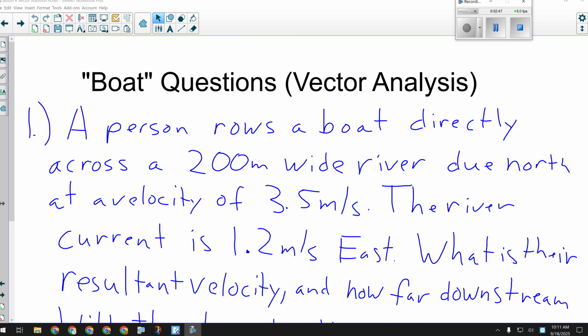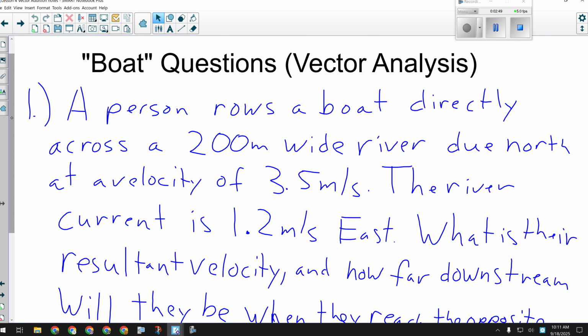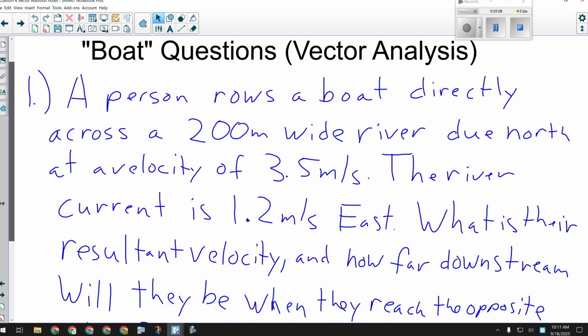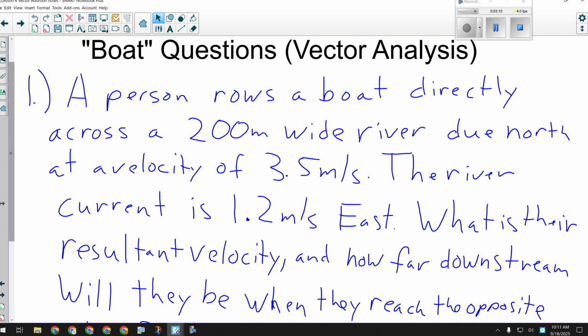All right, if you haven't done so already, I want you to write down what's on the board here, boat question. You're going to have a couple of examples, one of what we call rowing across and one of going across. And where you end up is different in each one. I'll give you a few minutes to write that down. I'll scroll it up in a second.